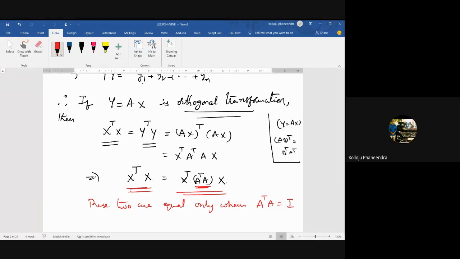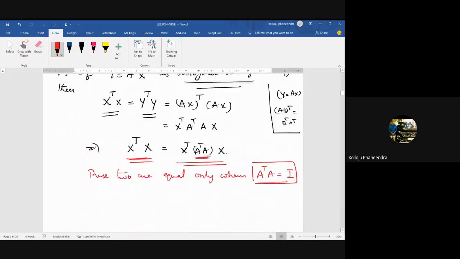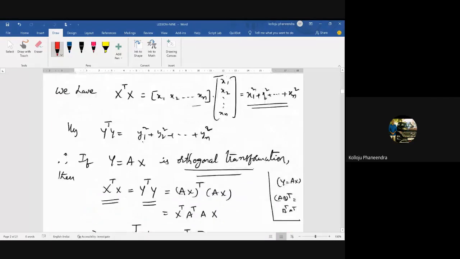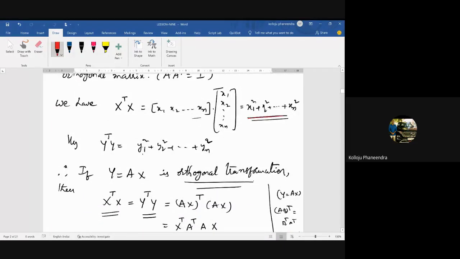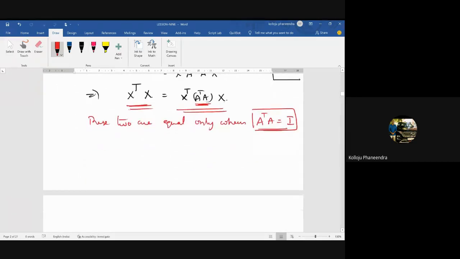Therefore, A into A transpose equal to I means this transformation is nothing but an orthogonal transformation. This is the important point, the conclusion about orthogonal transformation. Remember always, an orthogonal transformation transforms the sum of squares of x into the sum of squares of y. This is called orthogonal transformation. This is just for notation purposes.